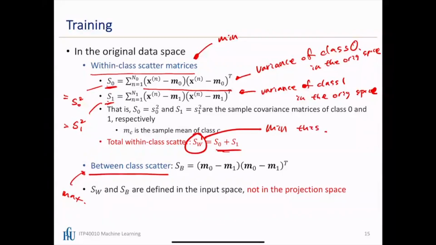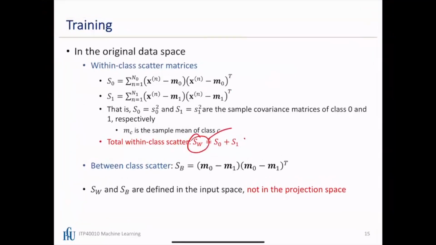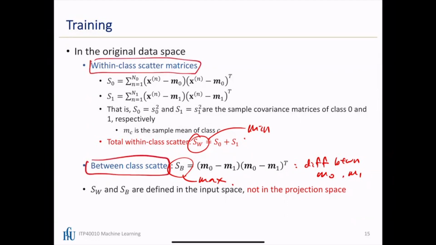And the between-class scatter is measuring the difference between two different classes. That is simply measured by comparing two mean vectors. Again, this one is to minimize, and this is to maximize. This is the difference between M0 and M1, the mean vectors. So we are trying to analyze these two quantities in the original space. This is what we have done on this slide.